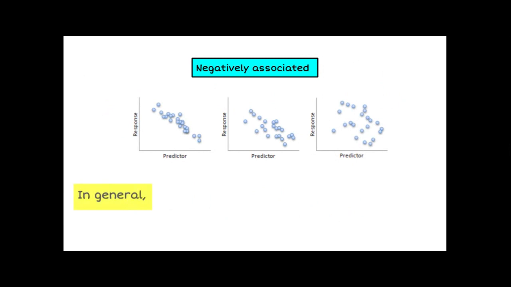So in general, we say two linearly related variables are positively associated if an increase in one causes an increase in the other, which is the first linear image. And then we say two linearly related variables are negatively associated if an increase in one causes a decrease in the other, which is the second linear image that we have.